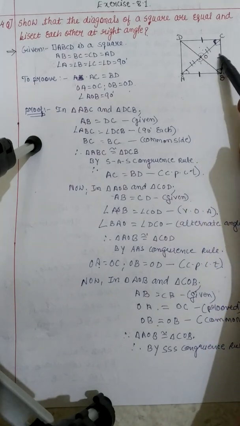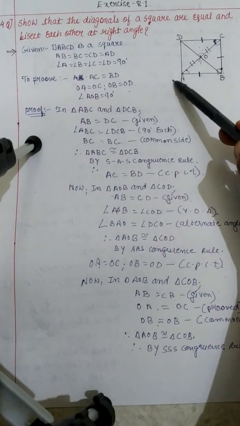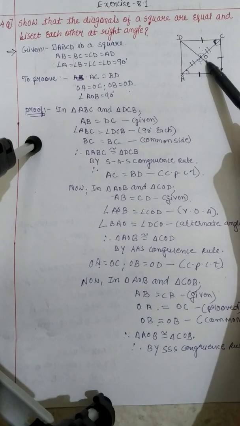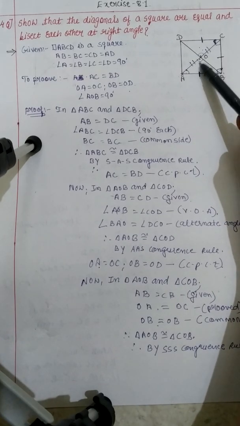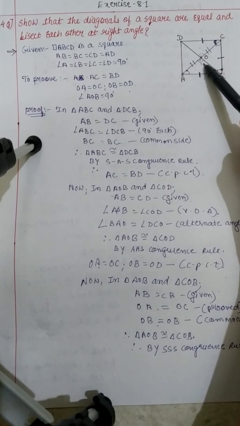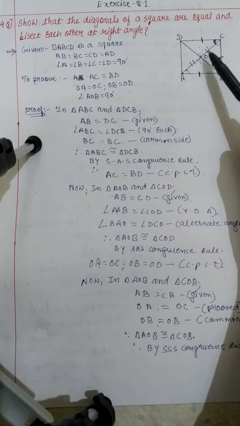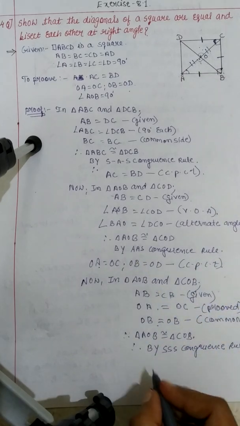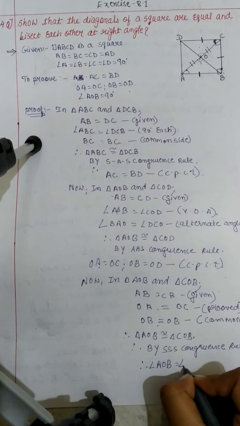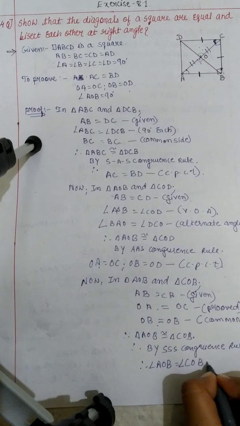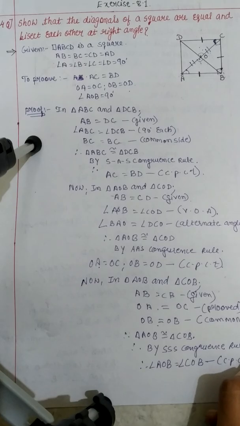The reason behind taking these two triangles is, as you know, AOC is a line and the sum of these two angles will be equal to 180 degrees. So in case I show these two as equal, then taking the sum of these two angles equal to 180 degrees will give me one angle equal to 90. So for CPCT, I am taking angle AOB equal to angle COB, that is CPCT.